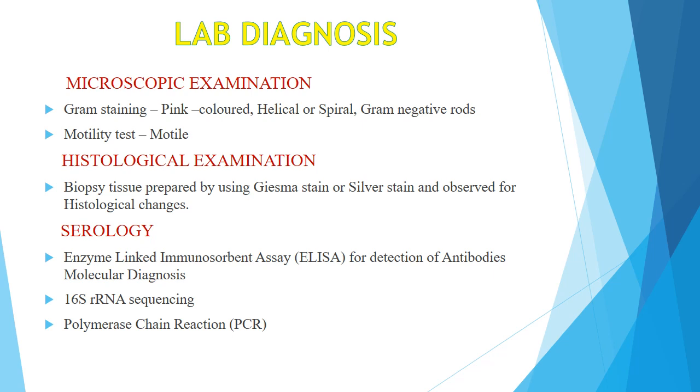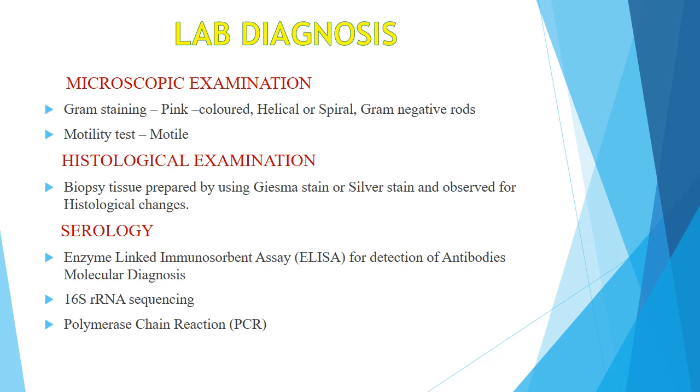Now, how do we identify Helicobacter pylori from the given clinical samples? In the microscopic examination under gram staining, it shows pink-colored, spiral-shaped gram-negative rods. It is motile in nature. In the case of histological examination, tissue biopsy is prepared using Giemsa stain or silver stain and examined under the microscope.